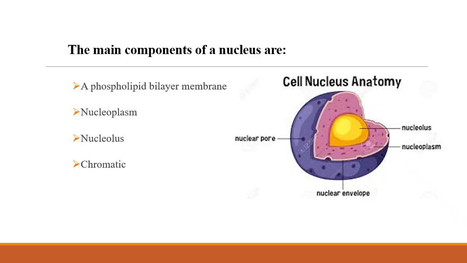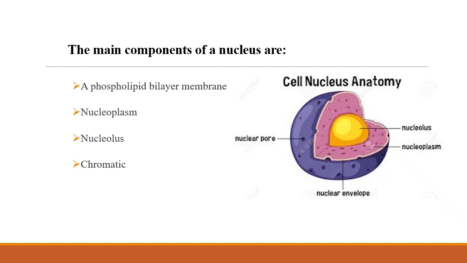The main components of the nucleus are the phospholipid bilayer membrane, nucleoplasm, nucleolus, and chromatin. Nucleolus in Arabic, النوية.